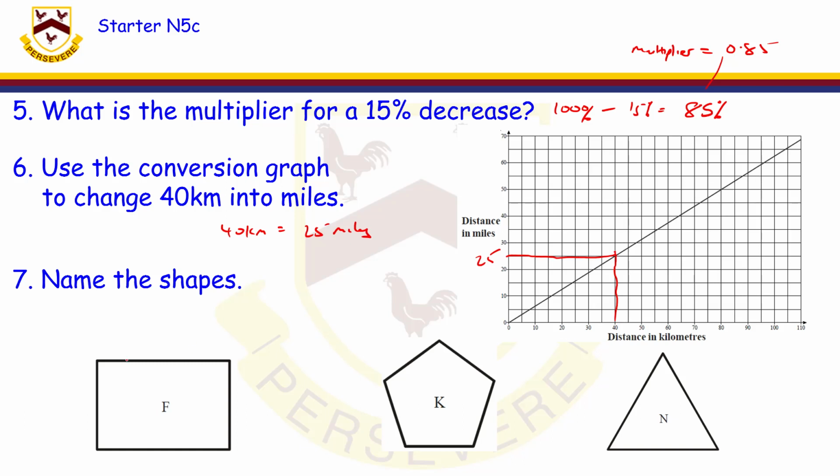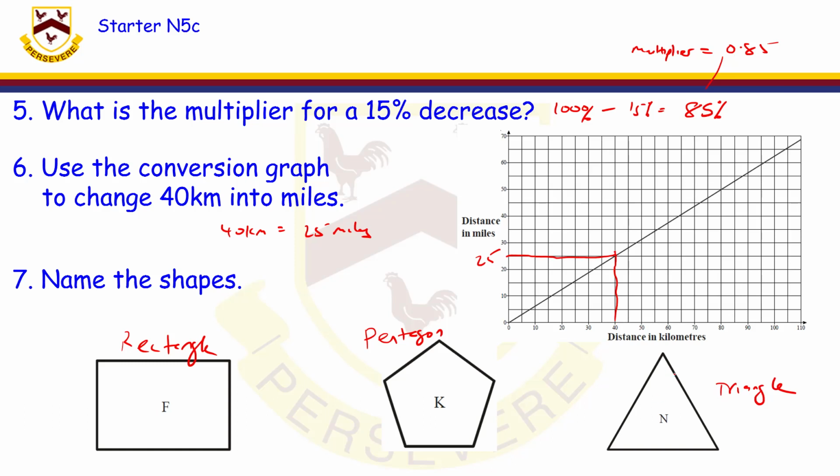Name the shapes. Well, it's quite straightforward today. Rectangle, 5-sided shape, pentagon, and a 3-sided shape is a triangle.